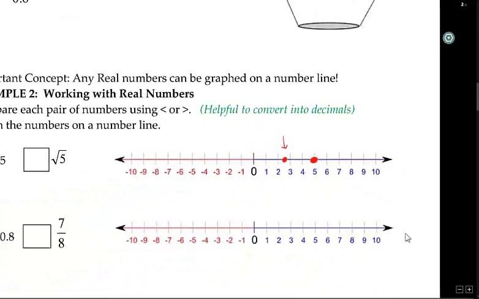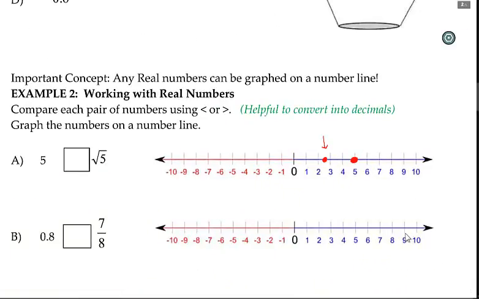So as we're looking at these two numbers, obviously the number 5 is greater than the square root of 5. So we're going to use the greater than symbol here for the number that we put in between. And the greater than symbol is what's going to be that inequality.